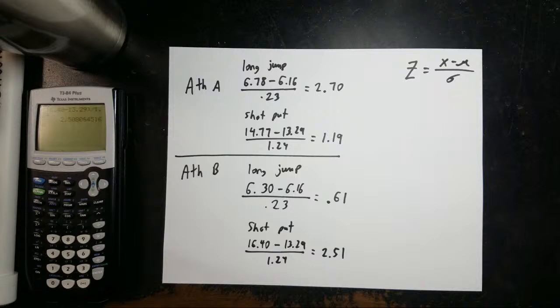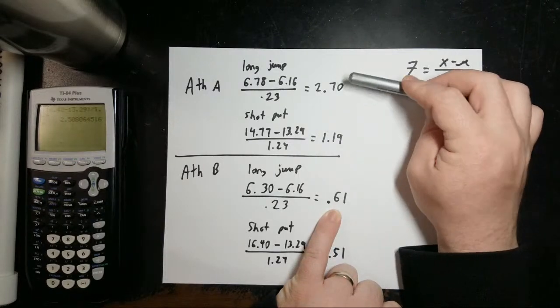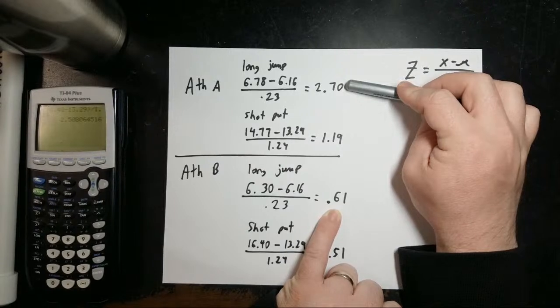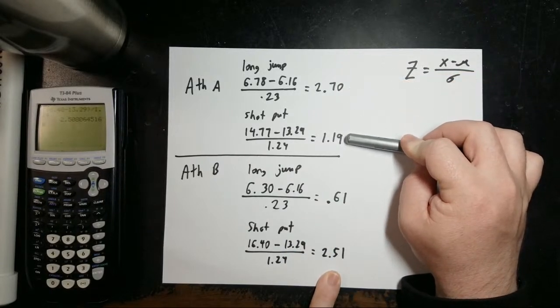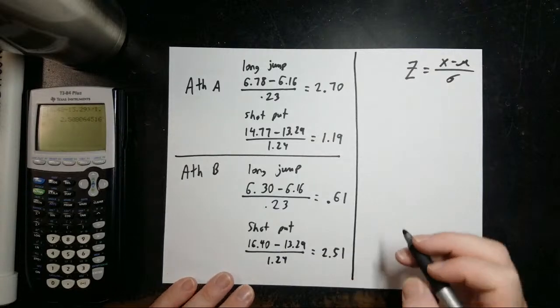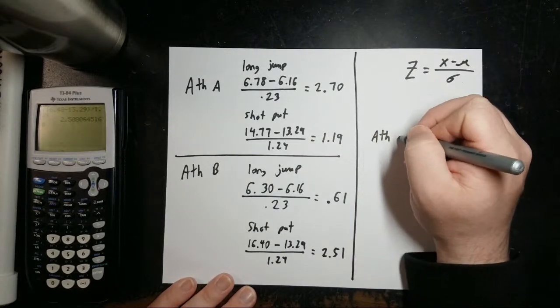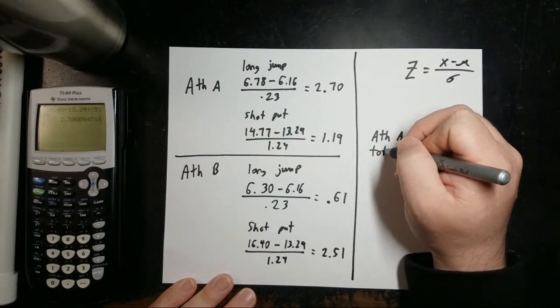So, what does this mean? We knew already that if you compared the two athletes for the long jump, athlete A was better. We knew that. When you compared the two athletes for the shot put, athlete B was better. Yes. But who is the better athlete overall? Something that you're allowed to do if you add the two z-scores together.